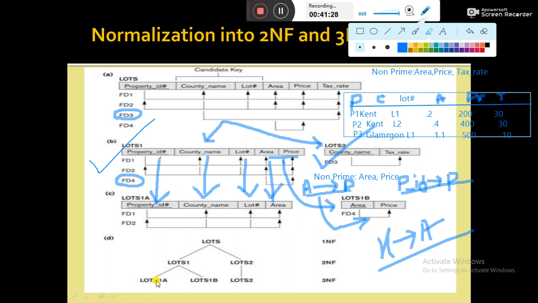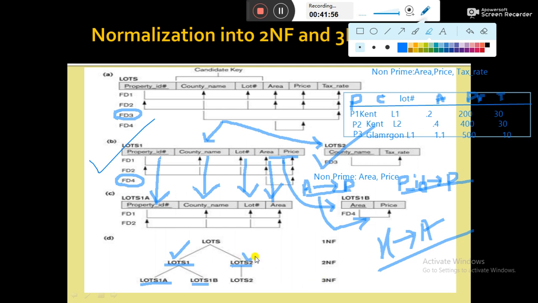Next we have checked whether lots is in 2NF or not. It is not in 2NF, so we have decomposed it into 2 relations, lots 1 and lots 2, so they are in 2NF. Then again we have checked whether lots 1 is in 3NF or not. This lots 1 is not in 3NF, so we have decomposed it into lots 1A and lots 1B. They are in 3NF.